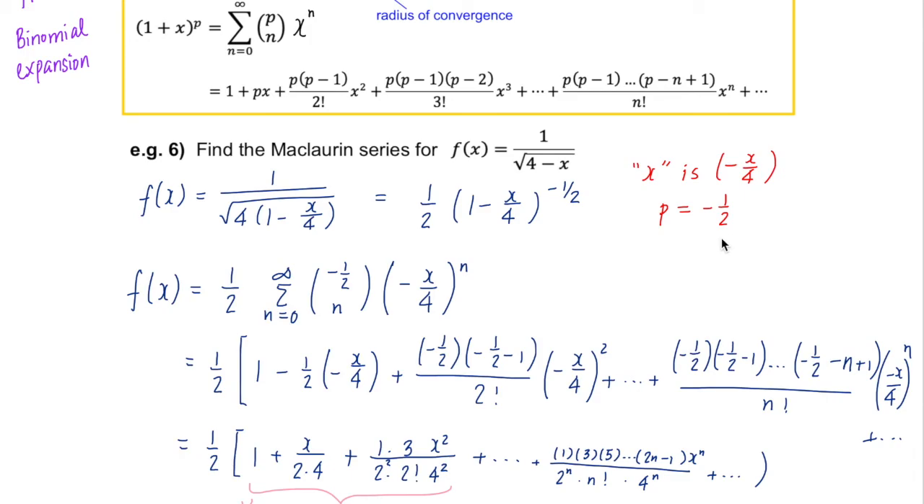So in sigma notation, you have 1/2 multiplied by the sigma from n equals 0 to infinity of the binomial coefficient negative 1/2 choose n, multiplied by negative x over 4 to the power of n. Okay? And now you will carefully work out the terms.